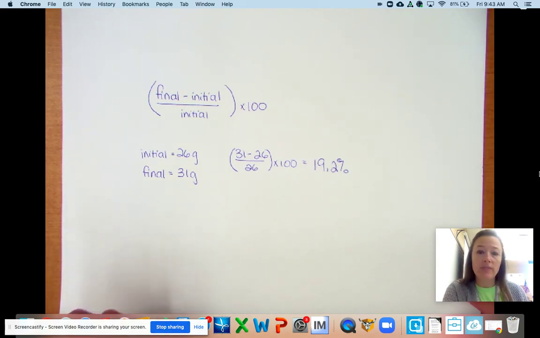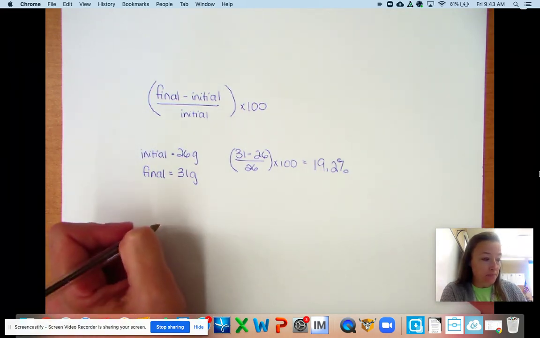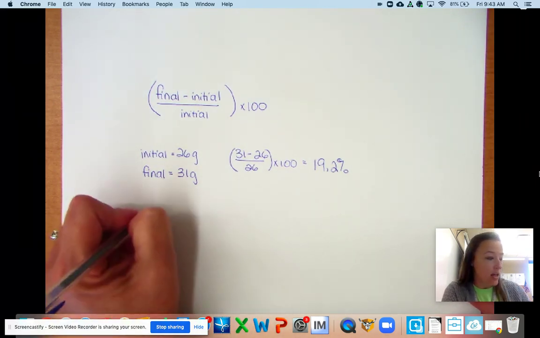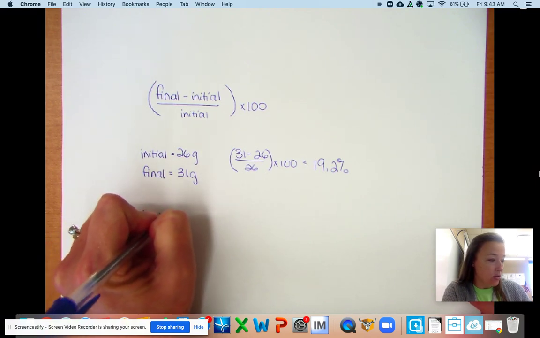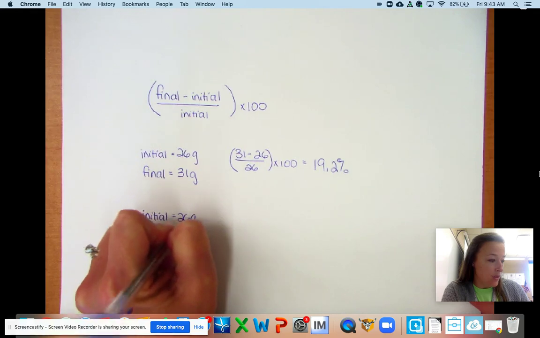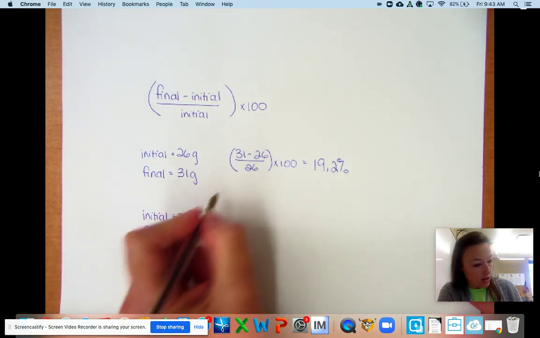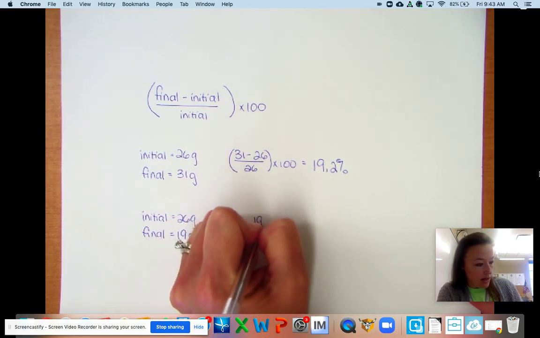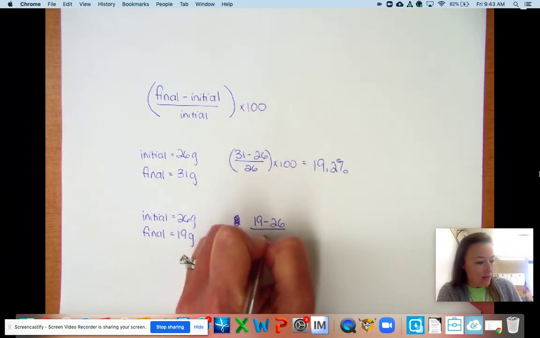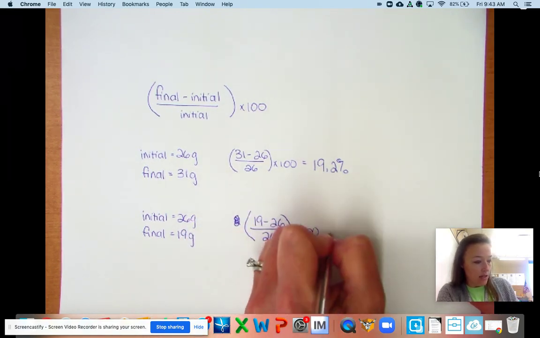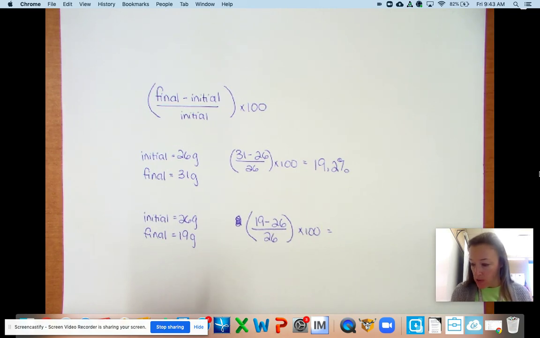Okay, so that's a percent. All right, what if it lost weight? Okay, and this is one way you can be sure you're doing it right. If it lost weight, you should get a negative number. So let's say that again, our initial was 26 grams, and our final this time was 19 grams. So our little potato chunk lost weight. Whoops. You're going to go with, see, I almost messed up. Final minus initial over initial times 100. And so this time, when we do 19 minus 26, we get negative 7.